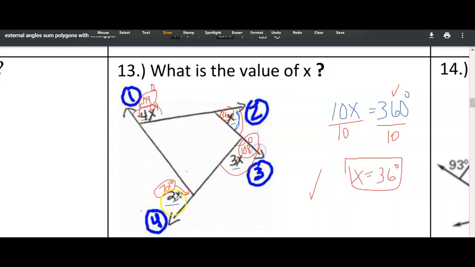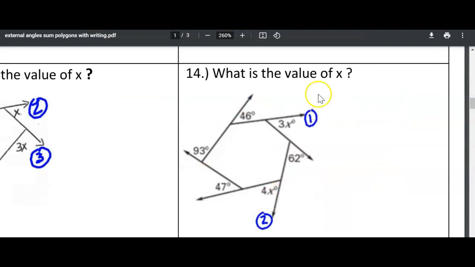So what we just learned today was the sum of the exterior. Exterior means outside, right? Like exterior paint, outside. The sum of the exterior angles will always add up to 360 degrees, no matter how many sides or angles your figure has. Okay, every convex polygon. So the convex polygons will add up to 360. So you're going to work on the rest of these problems on your own.